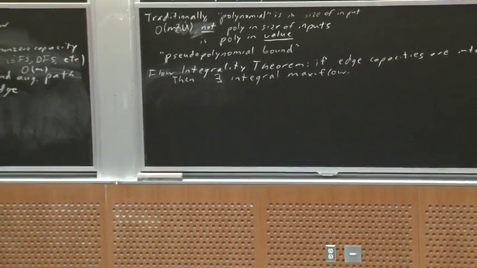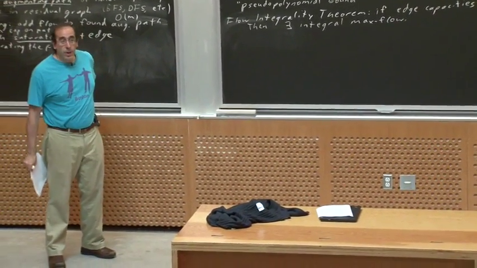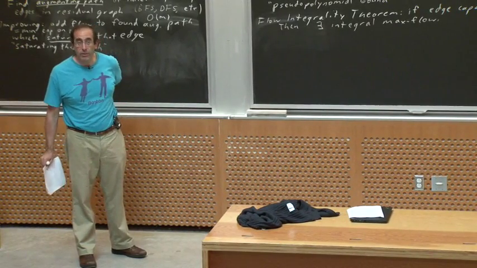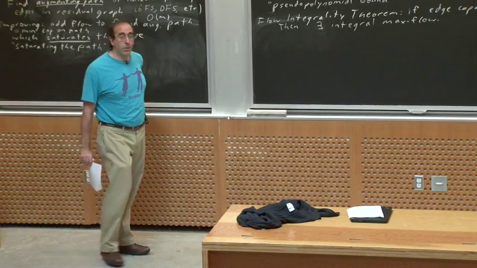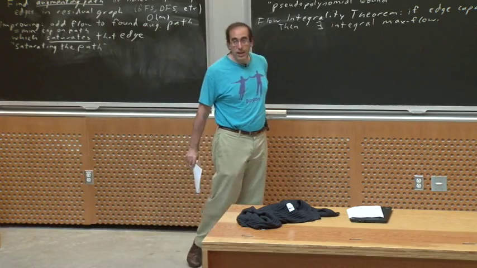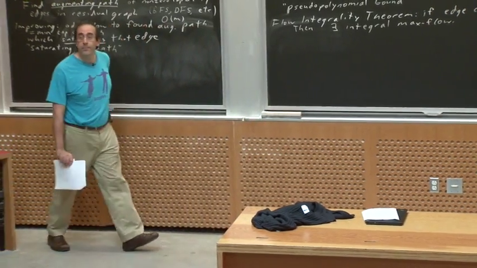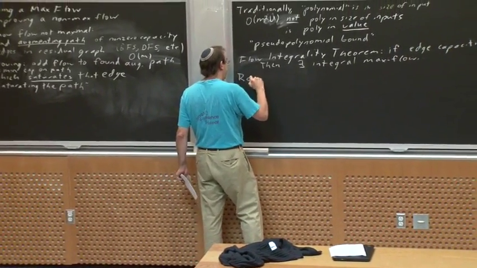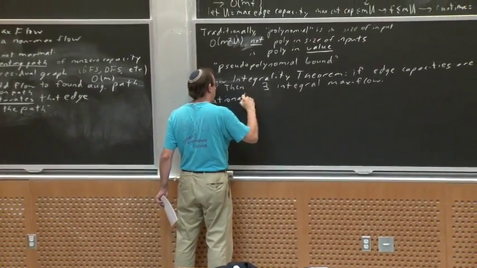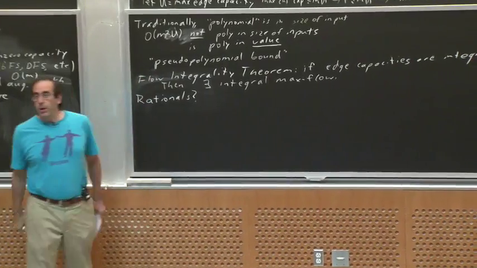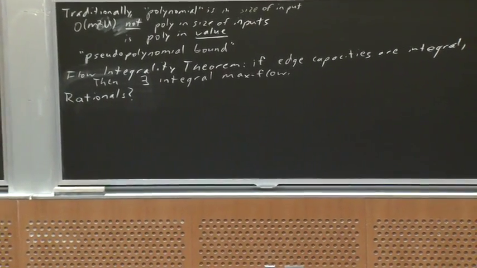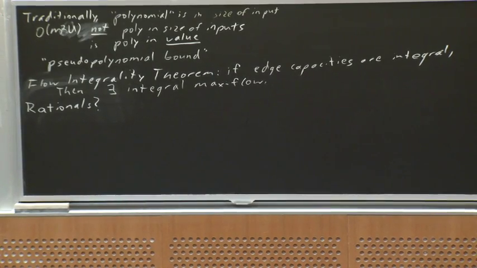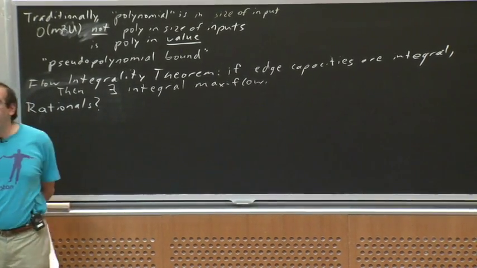It doesn't say that every maximum flow is integral. You can certainly, in many graphs, construct a max flow where there are fractional values on some edges. But there always is one that's integral, and that's going to have some useful consequences later. Okay. But now let's talk about rationals. So if we run this augmenting path algorithm in a graph with rational edge weights, can we say anything at all?